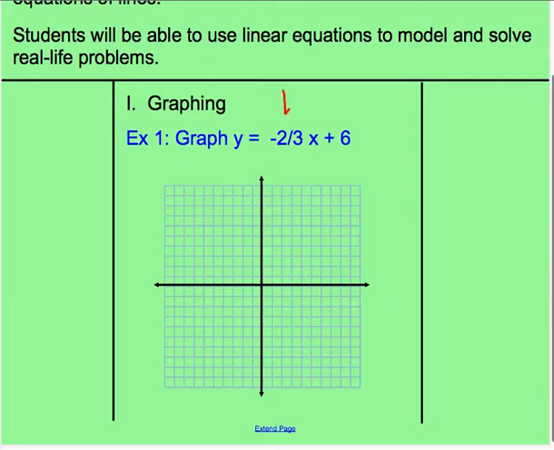As a refresher, the coefficient of your x is your slope and the constant is your y-intercept. So we start by graphing the y-intercept. You can turn it into an ordered pair. If you were to substitute 0 for x, you would solve and get 6 for y. So we're going to plot (0, 6).